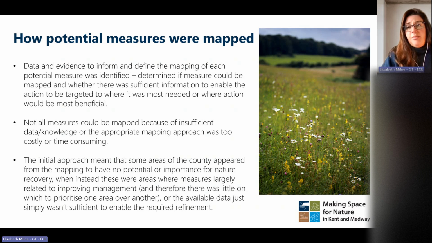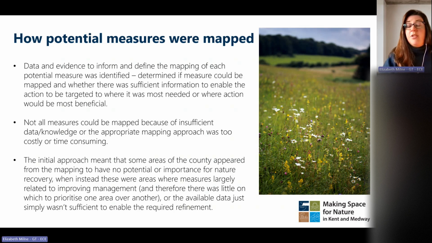So that initial approach of only mapping the measures that could be sufficiently refined to inform the areas that could become of importance for biodiversity, the opportunity areas, meant that with the initial mapping work, some of the areas of the county appeared from the mapping to have no potential or no importance for nature recovery. And obviously this was not the case, and instead just represented areas where measures largely related to improving management or installing management, and therefore there was little on which to prioritise one area over another.